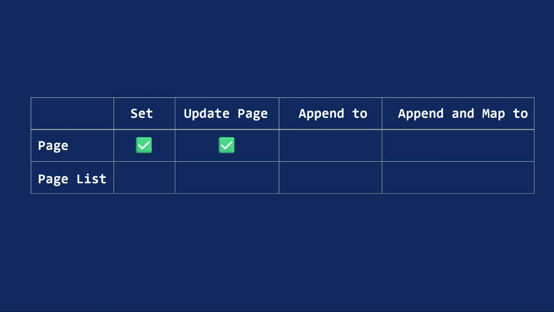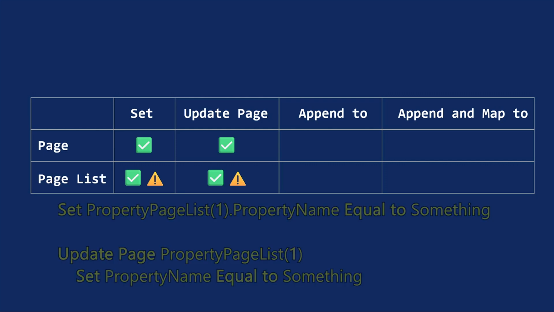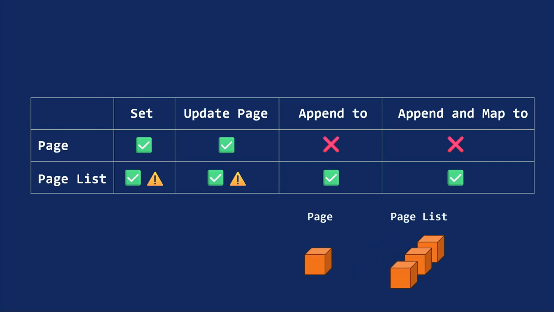Now, both set and update page actions can also be used with a property of type page list, as long as you indicate the index of the item to update. The remaining two actions are exclusively for a page list property. Append to is used to create a new item based off another one item of the same class. Append and map to similarly is used to create a new item, but here we manually map the values into it. Okay, so let's get started.